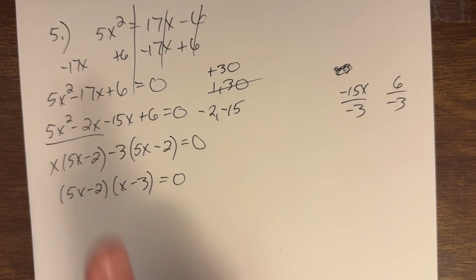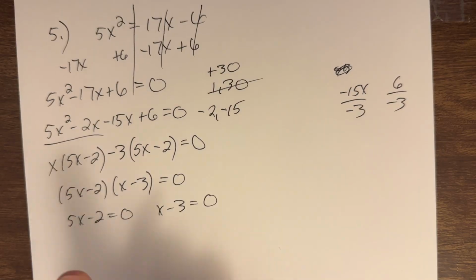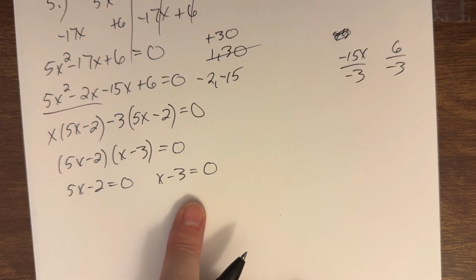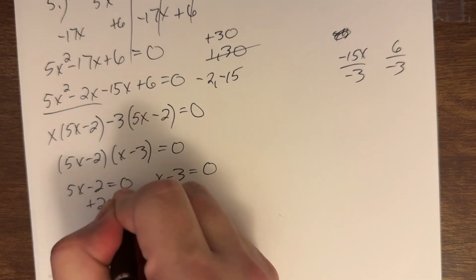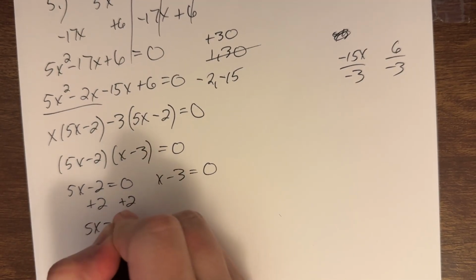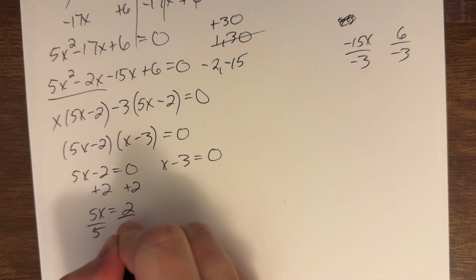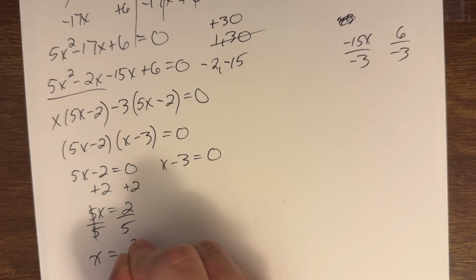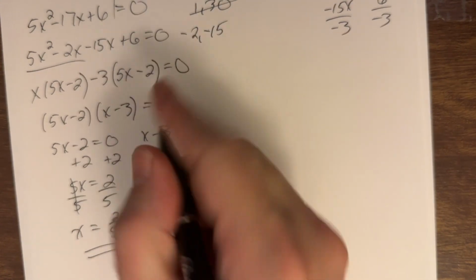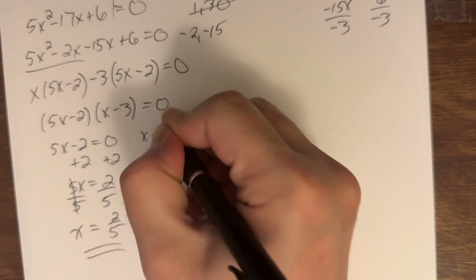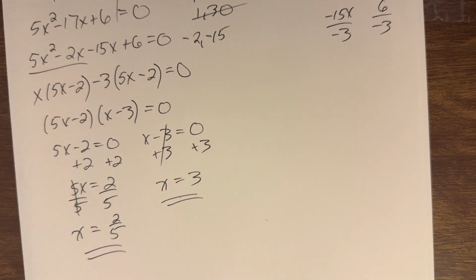2 factors, each set equal to 0. 2 equations left to solve. Right here, add the 2 on both sides. 5x equals 2. Finish solving for x by dividing by 5. Cancels here, x equals 2/5, first solution. Second solution, simple add 3 to both sides, and that's it. X equals 3.